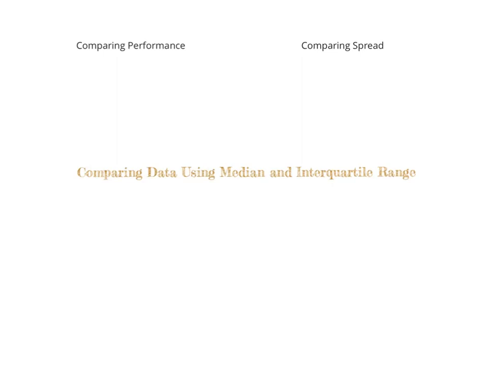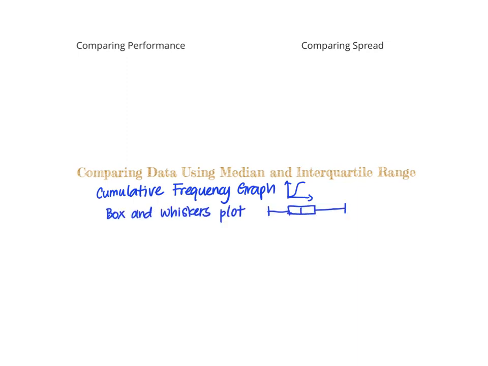Comparing data using median and interquartile range. Now in this part of the video, we'll be talking about the following. When we compare median and interquartile range, these are mainly for the types of graph or data that involve either a cumulative frequency graph, where we can read the median, upper quartile and lower quartile, or a box and whiskers plot, where we can also see the median, upper quartile, lower quartile, and the maximum and minimum.